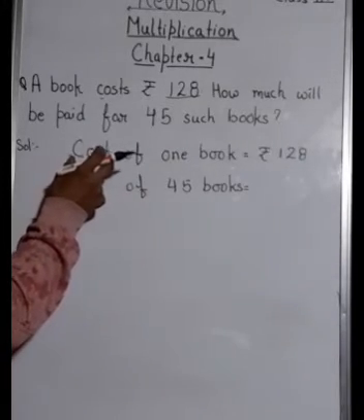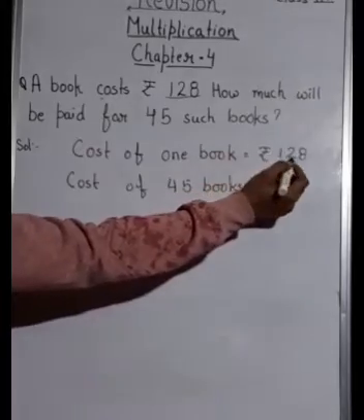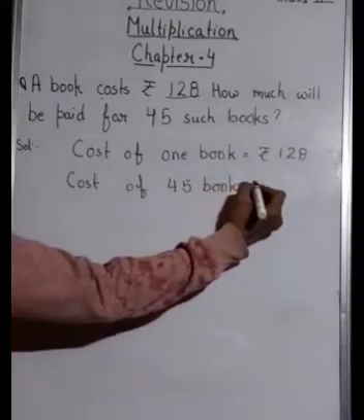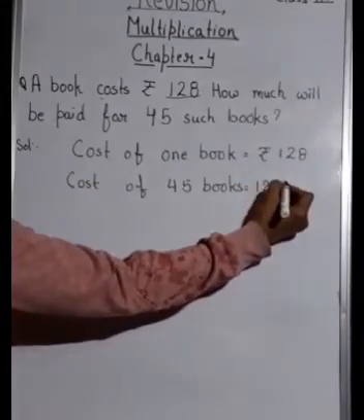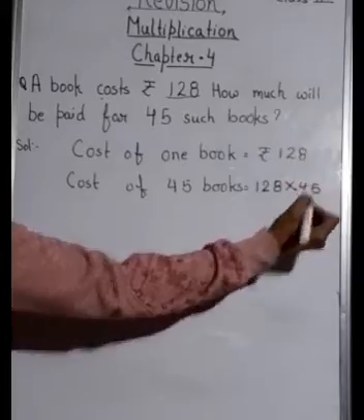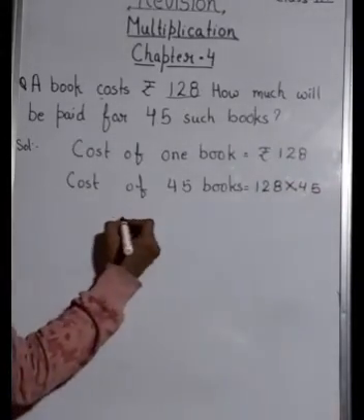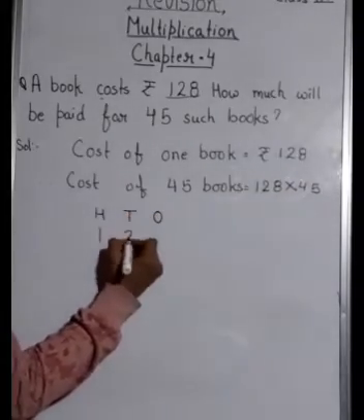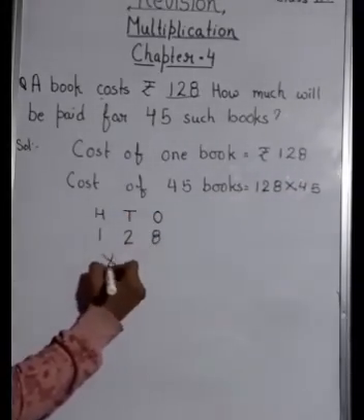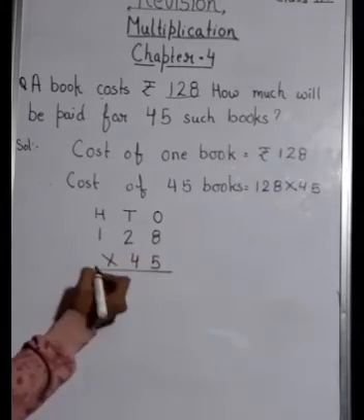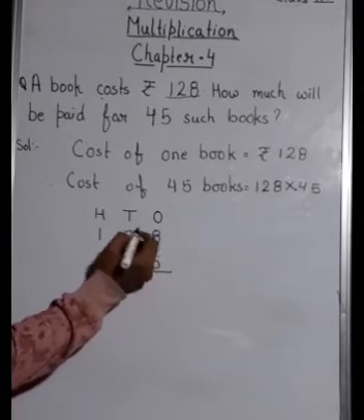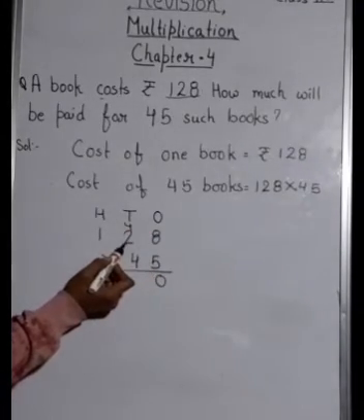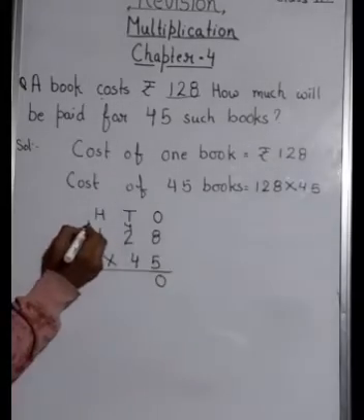So here I have written the statement: cost of one book is equal to rupees 128. Therefore, cost of 45 books will be 128 multiplied by 45. Now we will do the multiplication over here. First you have to arrange them in columns. So I have written like this, and I have written 128 multiplied by 45. Clear? Now 5 8s are 40, 4 carry, 0 will be written over here. 5 2s are 10, 10 plus 4 will be 14.